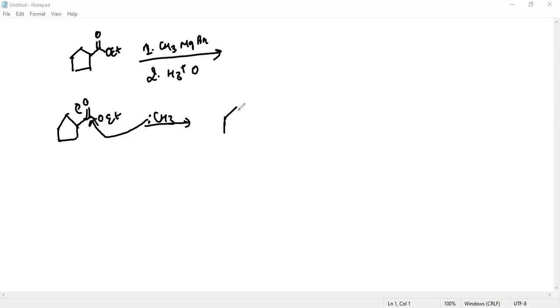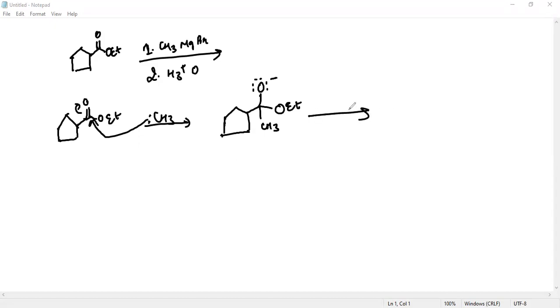It's pretty much the same thing, so it's quite predictable at this moment. You can predict what is happening over here. So this will be pushed over here, so negative, and then you have over here OEt, and this CH3 will add over here.